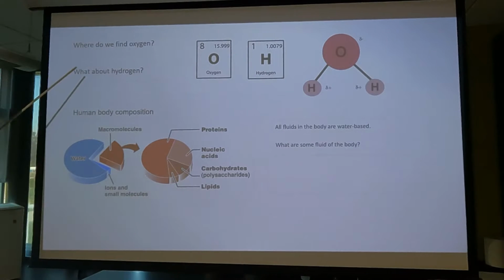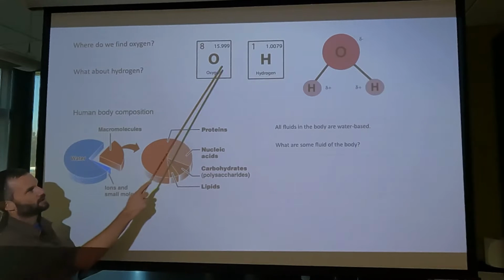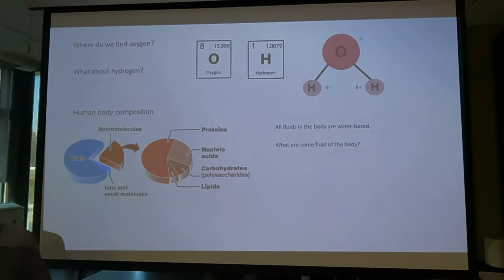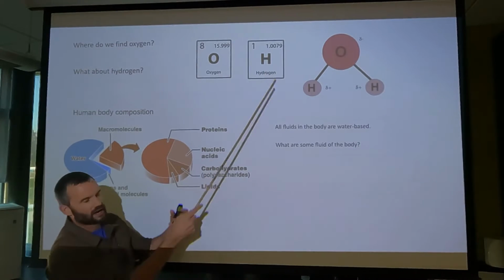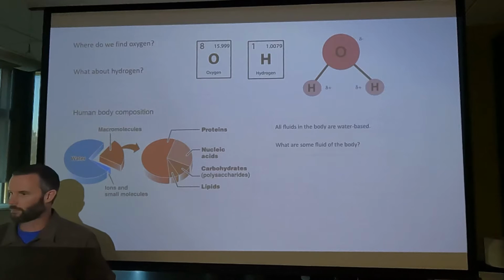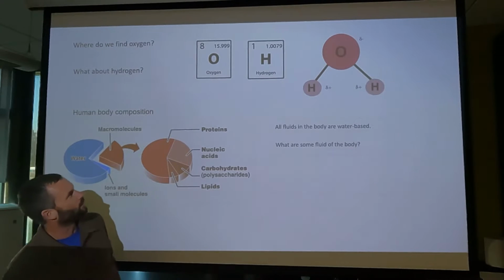So where do we find oxygen? Where do we find hydrogen? Well, here's the human body composition. 60 to 70% of the body is made up of water, H2O. So that's a significant amount of hydrogen and oxygen right there. And you might say, well, in every water molecule, there's 2 hydrogens and 1 oxygen, so why isn't hydrogen a higher percentage of our body weight? And why is that the case?